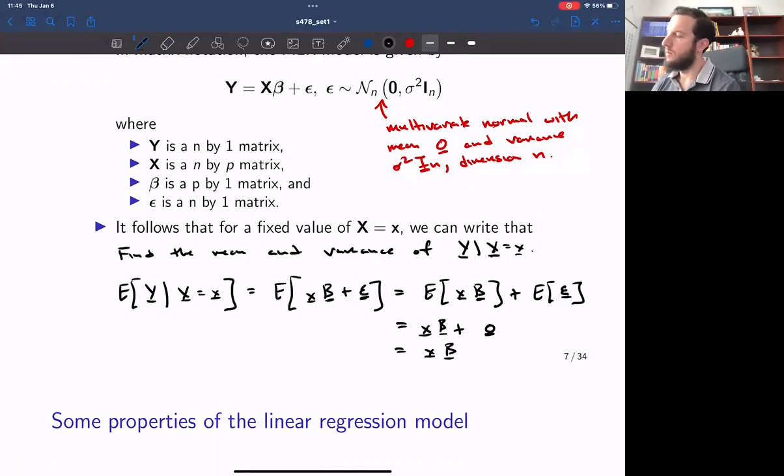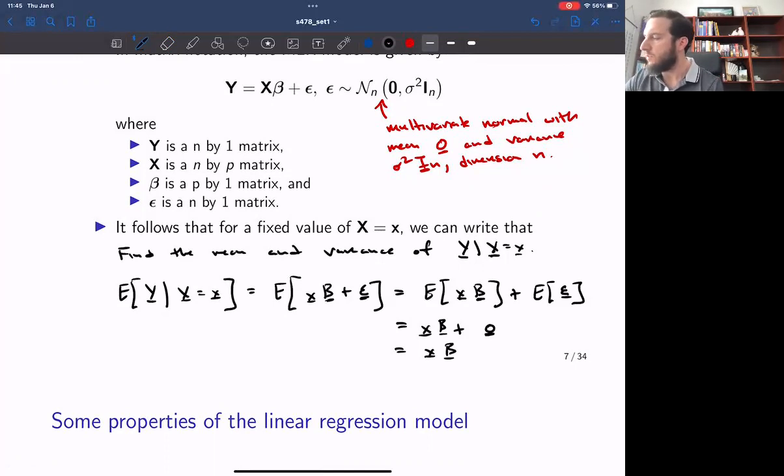Right? And actually, regardless of the normality assumption, we can work this out, but we would have to know the distribution and the mean of the residual term in order to get this result.